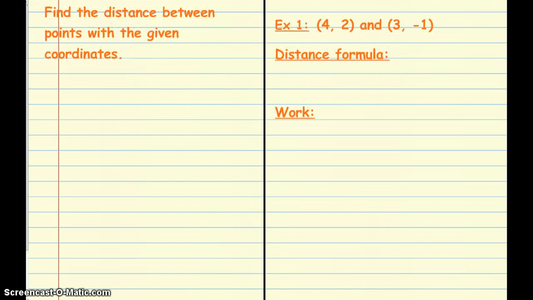So here's our first example. We're going to find the distance between these points with the given coordinates. And our first example has the coordinate pair 4, 2 and the coordinate pair 3, -1. The distance formula is new, so we're going to practice it. To get started with these problems, we're going to write the distance formula. So d equals the square root of all of this other stuff.